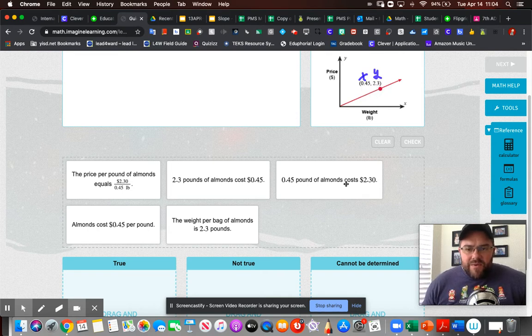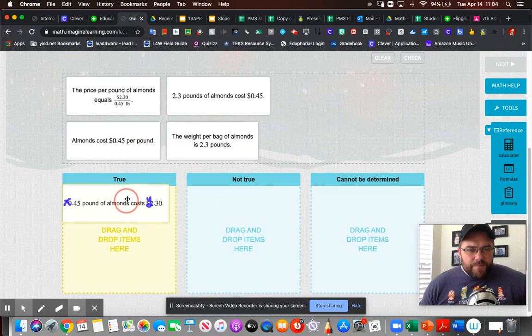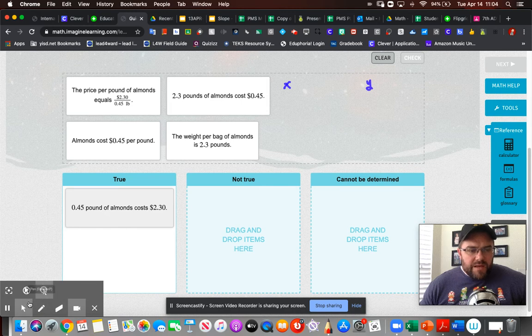Well, I can see that right here. 0.45 pounds costs $2.30. Okay, and again, I'll remind you that the x is talking about weight and the y is talking about cost. Okay, so 0.45 pounds of almonds costs $2.30. So I think that is a true statement. I'm going to pull that over here, and we will check that out here in just a second. Let me get rid of this.